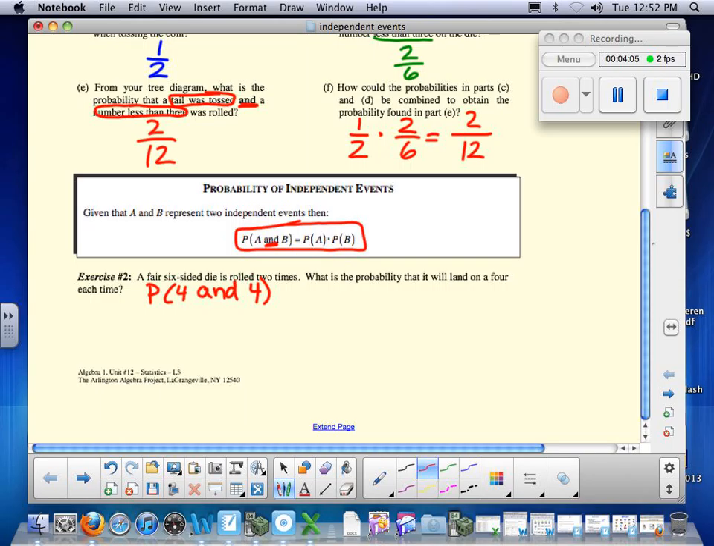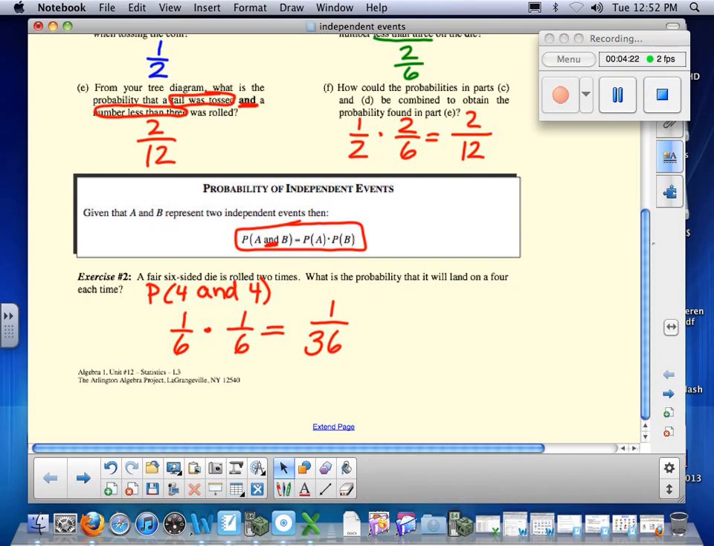So what's the probability that we roll a 4 the first time? 1 out of 6, good. And what's the probability to roll a 4 the second time? 1 out of 6. And if we multiply those, like our little rule says, 1 out of 36 times will we get a 4 followed by a 4. It's not very good odds, right? You're right. I'm confused. What's the matter?